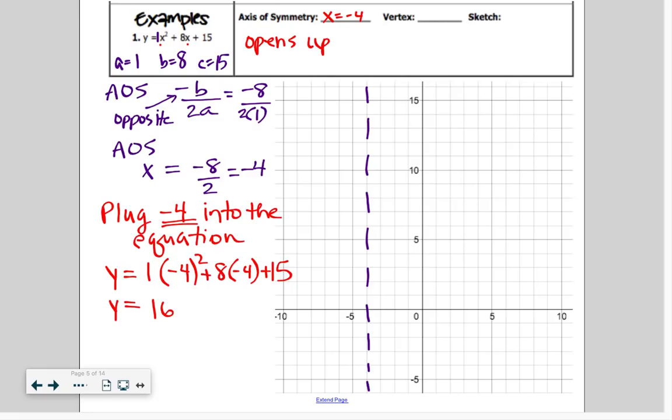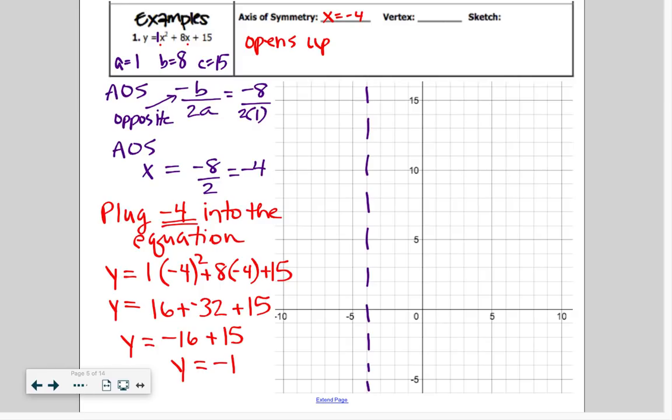The next part of it is 8 times negative 4. That's negative 32. So I can either add a negative 32 or I can subtract 32. And then I'm going to add 15. So now I'm going to go across and do my adding from left to right. 16 plus negative 32 is negative 16, plus 15. So the y value of my vertex is negative 1.